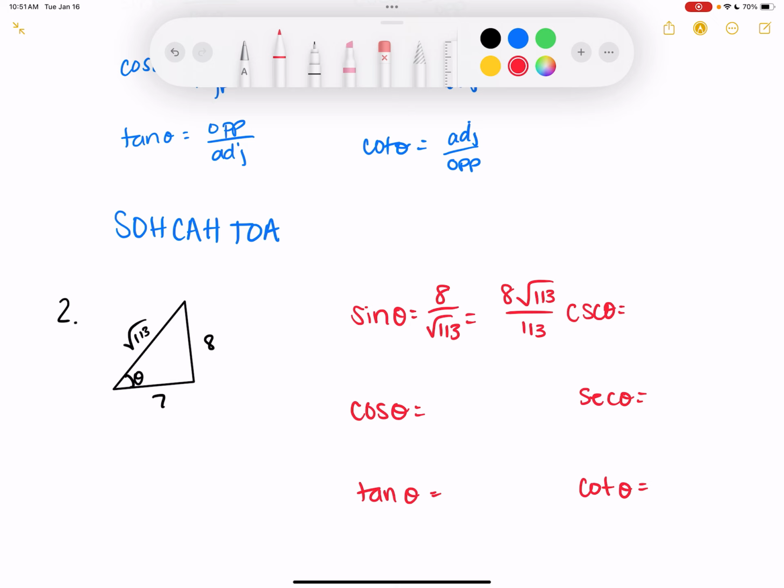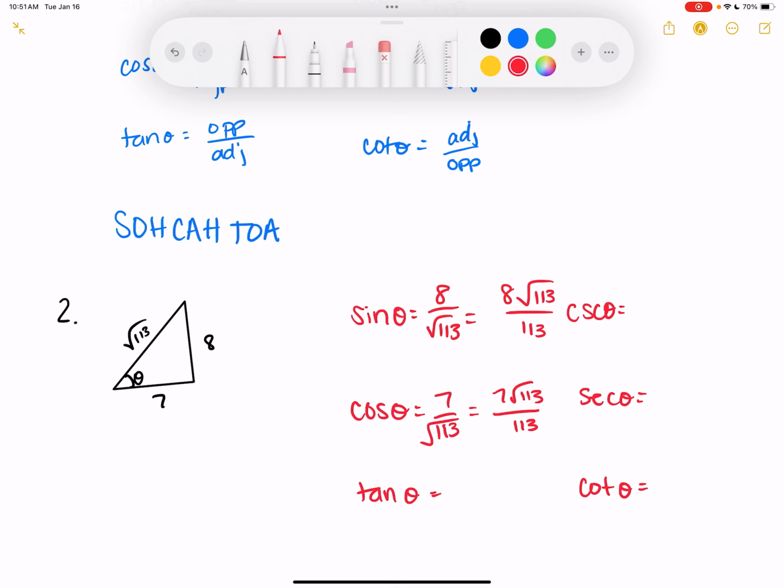But anyways, I would say if you get to the AP exam and there's something that could come out, make sure you take it out if it's a written out problem. If it's just multiple choice, it's probably going to be taken out, but totally up to you. Cosine, adjacent over hypotenuse, so 7 over the square root of 113, which is 7 root 113 over 113.